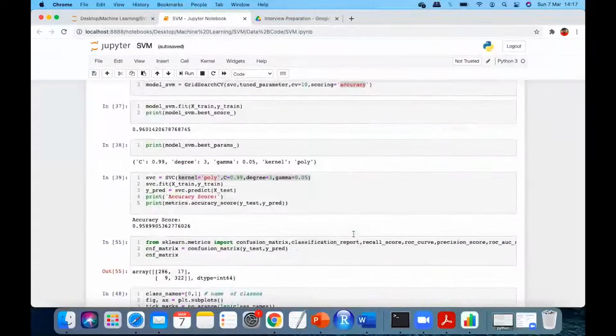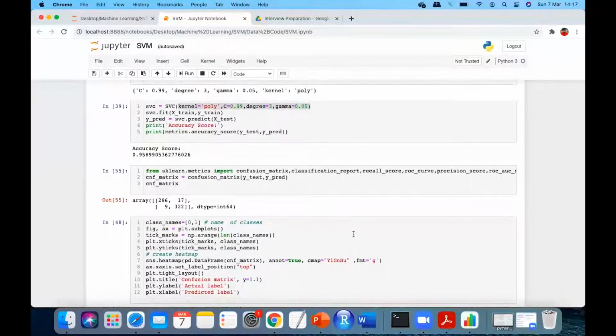Any confusion till here in C, gamma, how to select the value, how grid search worked, what the best parameter is, what the kernels are, how SVM works, and subsequently the kernel trick and all? Any confusion? No, it's clear. Just one question, Dhruv.